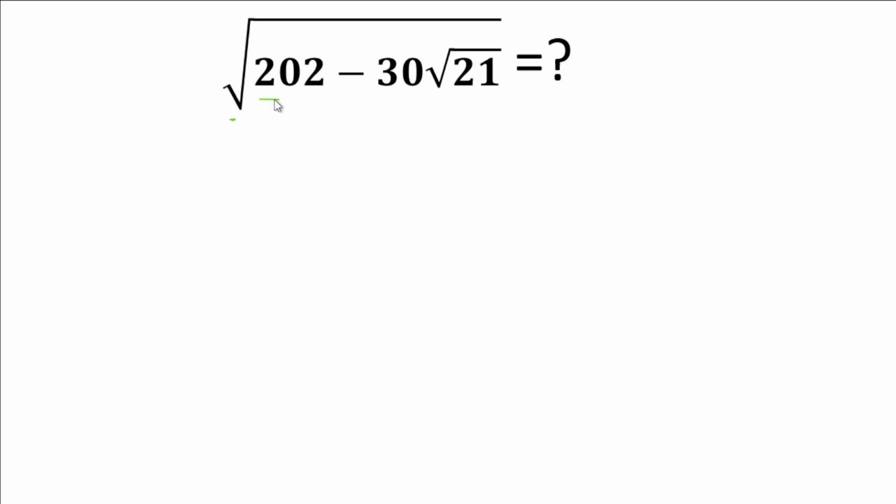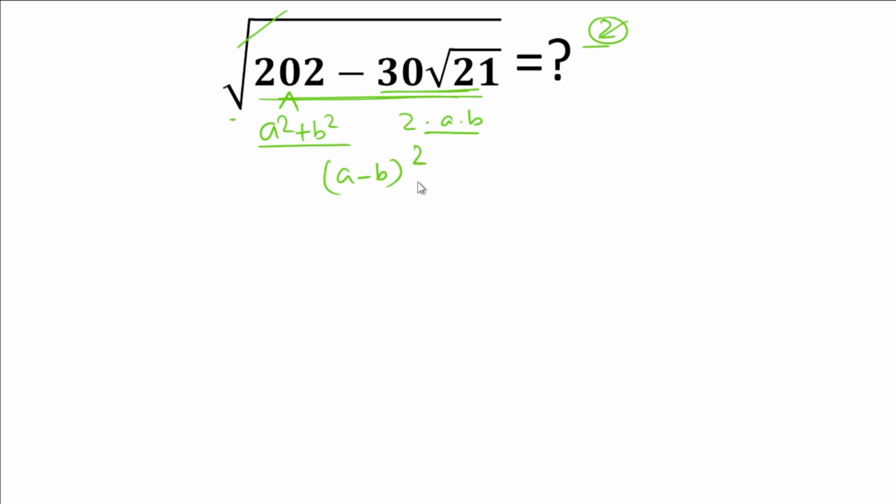So for solving this problem, first of all we'll try to make this expression in the form of a square. If we square this, we can cancel the square root and square value. For making this a square, this value should be negative 2 times a times b, and this value should be a squared plus b squared, so that we can get it as a minus b whole squared. So now, making this expression in this format, we'll first manipulate 30 square root 21.